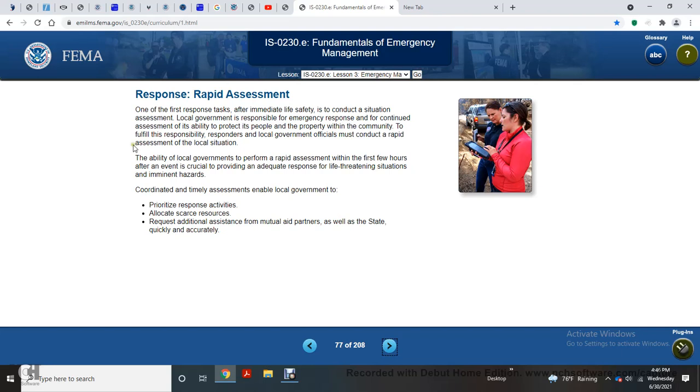The ability of local government to perform a rapid assessment in the first few hours of an event is crucial to providing adequate personnel for life-threatening situations and imminent hazards. A coordinated, timely assessment enables local government to prioritize response activities, allocate scarce resources, and request additional assistance from mutual aid partners as well as the state quickly and accurately.